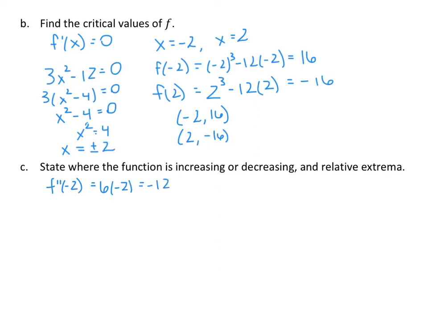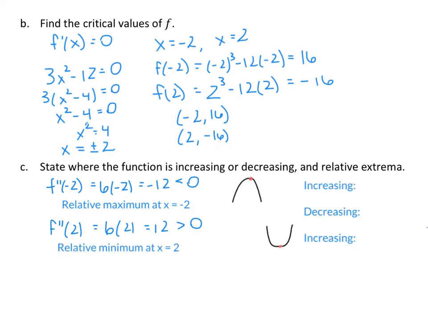Since the second derivative is negative, less than 0, we have a relative maximum at x equal negative 2. Next, we can plug our critical value positive 2 into the second derivative. So we have 6 times 2, which is a positive 12. Since our second derivative is positive, we have a relative minimum at x equal 2.